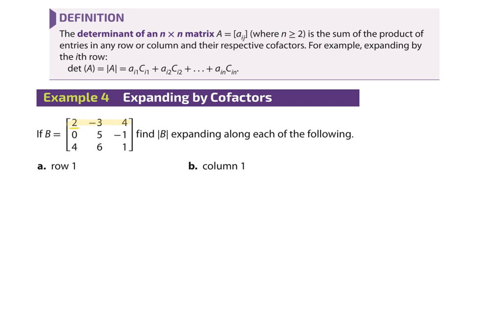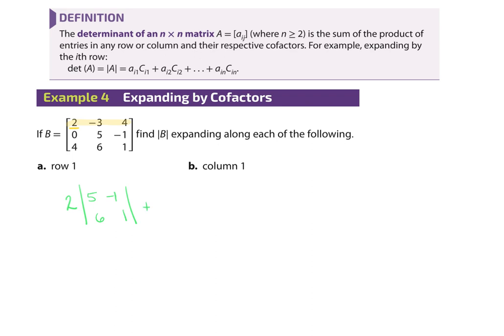And so I'm going to choose the 2 first. So I'm going to start with a 2. It's in a positive position, so this isn't going to change. It's going to be a 2. And I will multiply it by the 2 by 2 determinant that is left when I ignore the row and the column that 2 is in. The 2 by 2 that's left is 5, -1, 6, 1. So I have 5, -1, 6, 1. That's my first one.